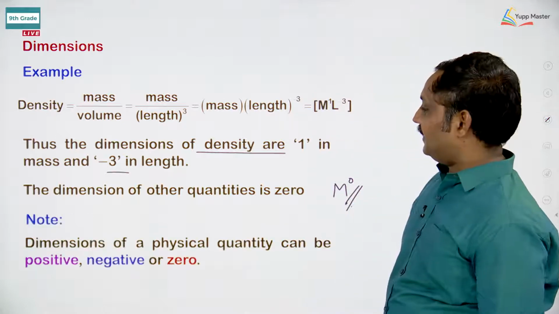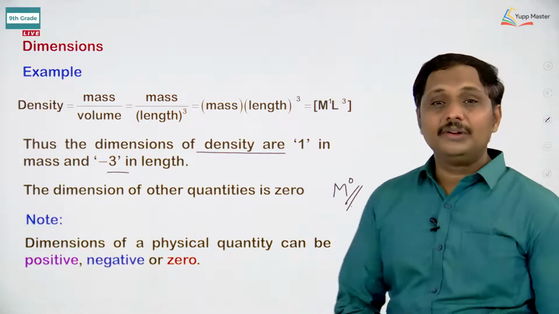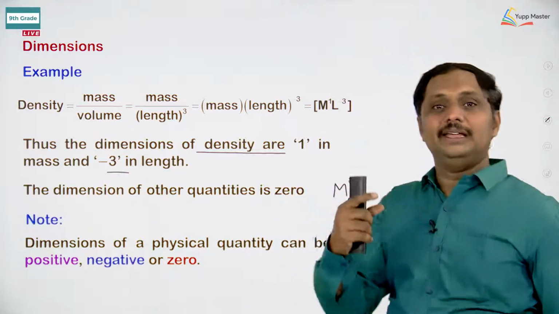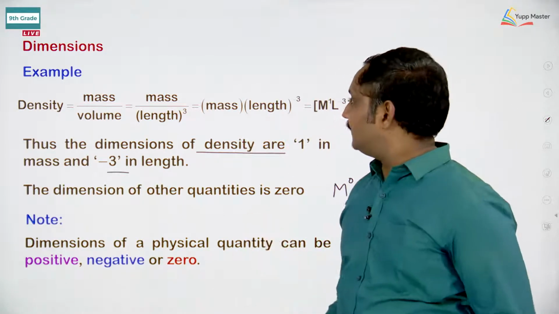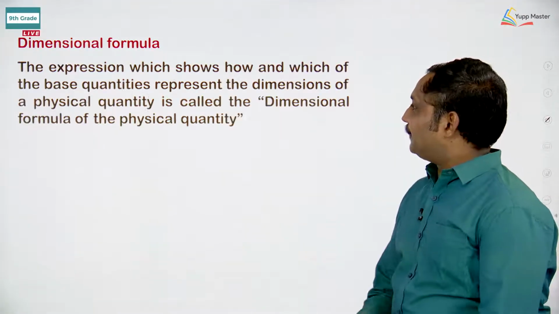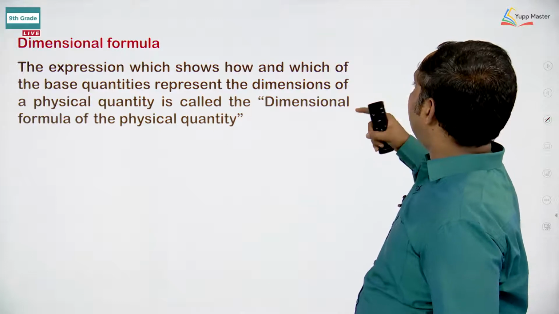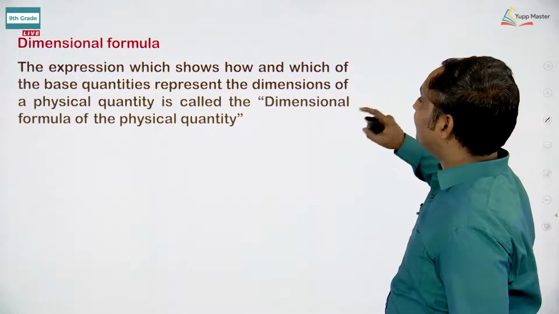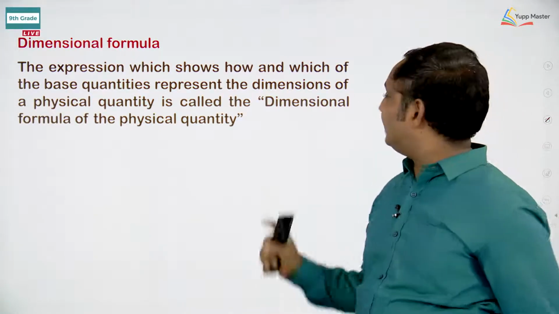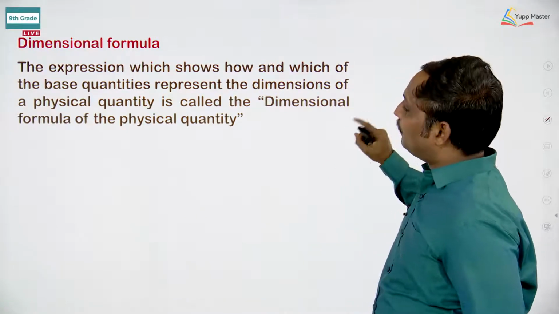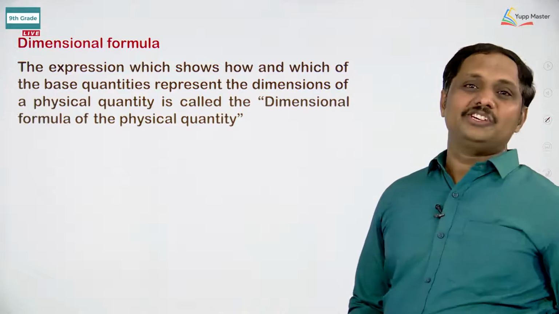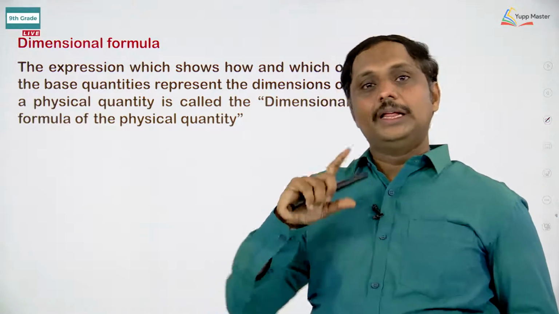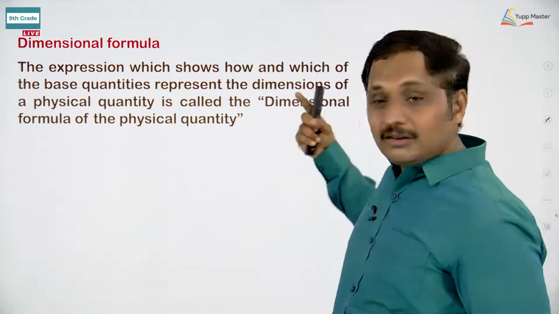Now you can take that dimensions of a physical quantity are either positive or negative or 0. It is having its value. Please take that: the expression which shows how and which of the base quantities represent the dimensions of a physical quantity is called the dimensional formula of the physical quantity. It is very clear. If you are going to take the dimensional formula, it is related to some fundamental quantities.